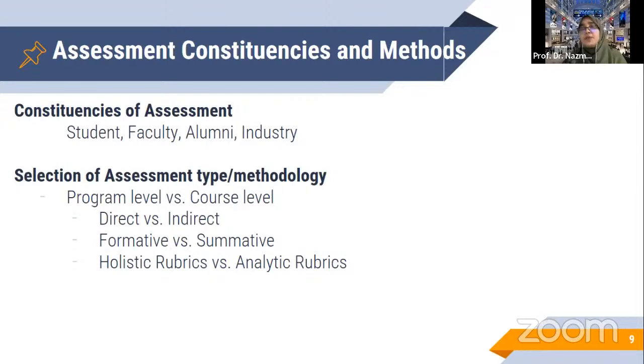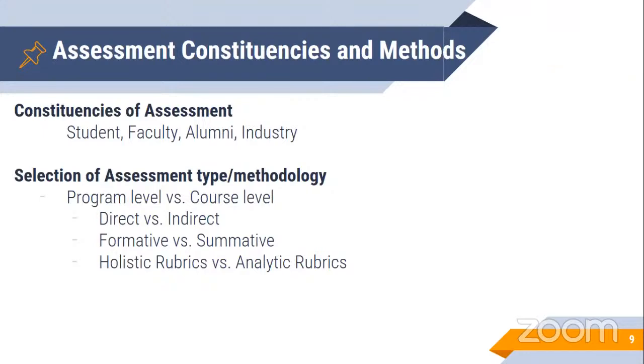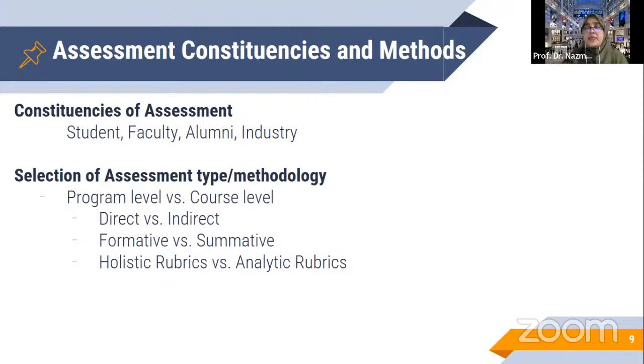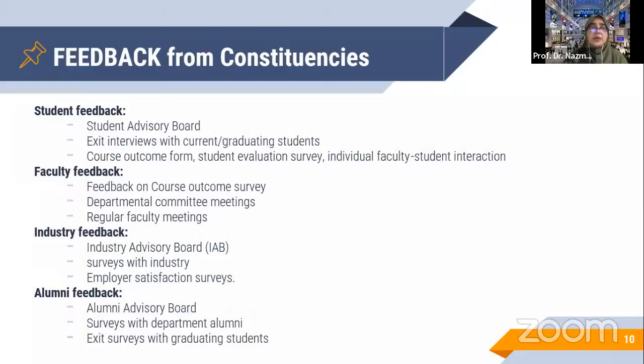We also do assessment at program level. And there are different methods of assessment, as I mentioned earlier. So there is the direct versus indirect method, formative assessment method, summative assessment method. We have rubrics method, holistic rubrics versus analytical rubrics. So while doing the assessment, we get feedback from the different constituencies.